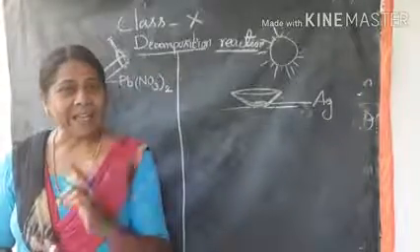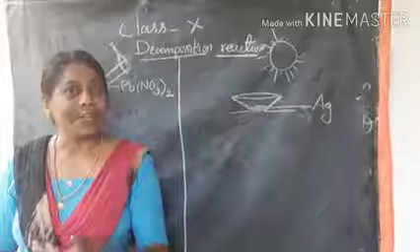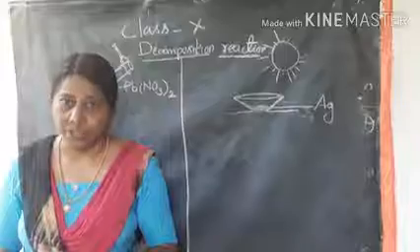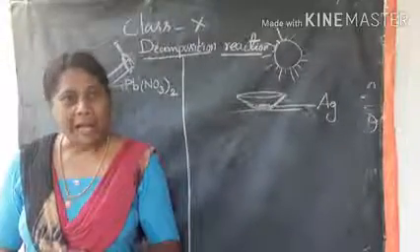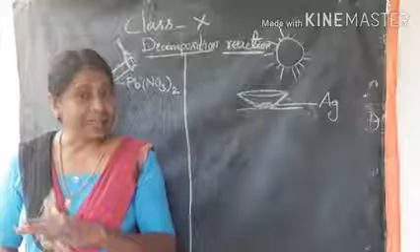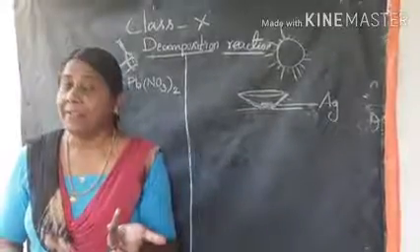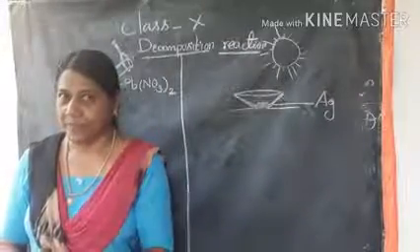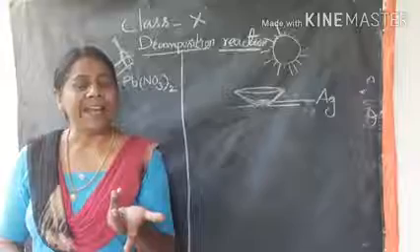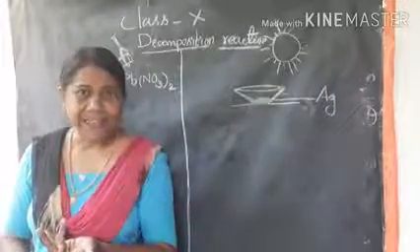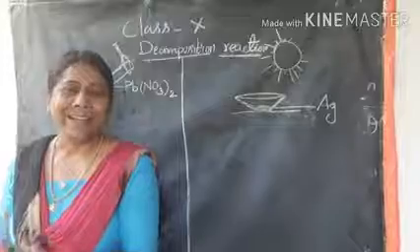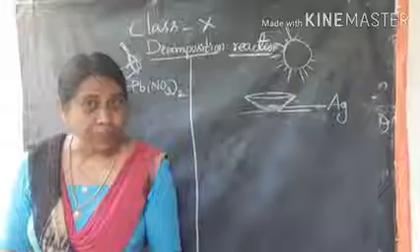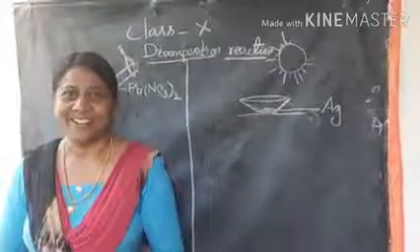So, the reaction in which the decomposition takes place due to heat is called thermal decomposition. And if the decomposition takes place with the help of electricity, it is called electrolytic decomposition. If it takes place with the help of sunlight, that is photolytic decomposition. Okay, today let us see some more examples for decomposition reaction.